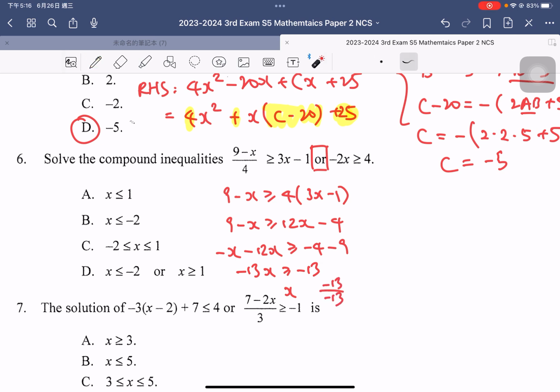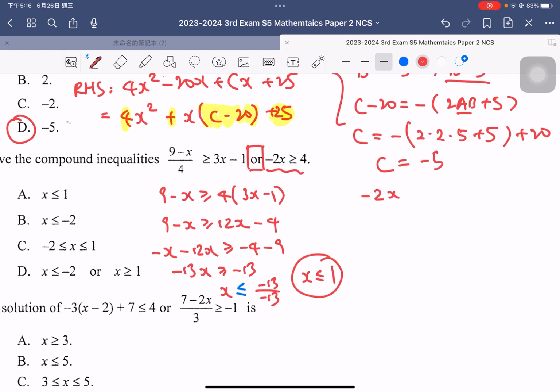Please bear in mind that when you divide a negative in the inequality, which means that you have to swap this sign, becomes smaller or equal to. And then doing the simplification, we have the x should be smaller or equal to 1. This is the first answer. And then we try to finish this one as well.